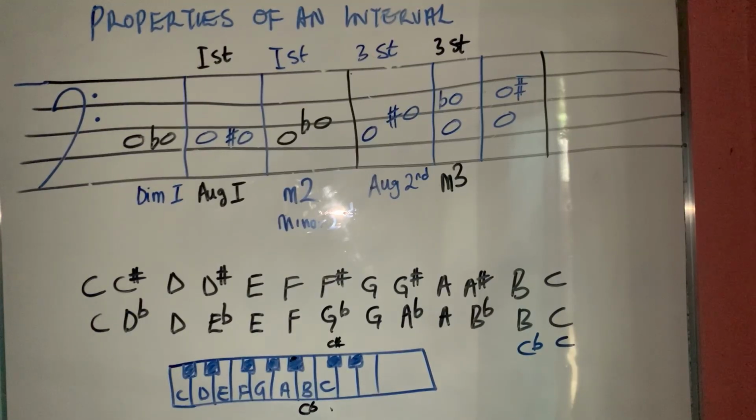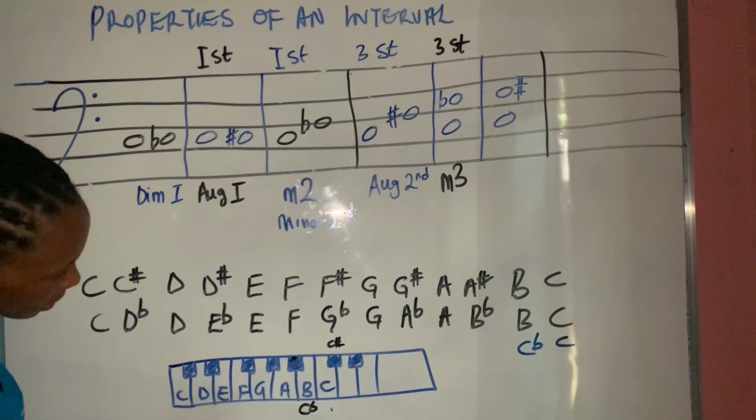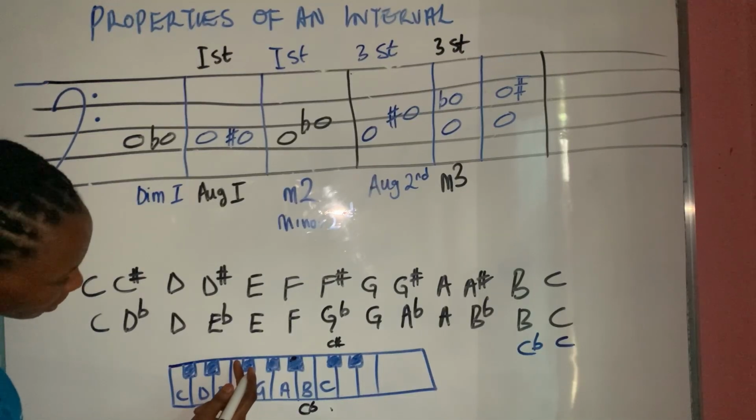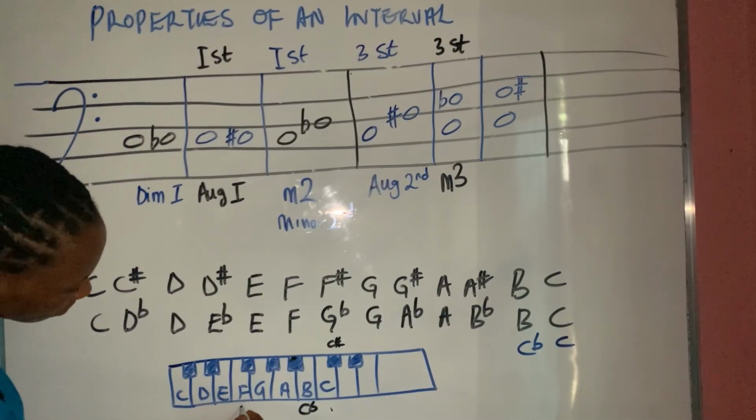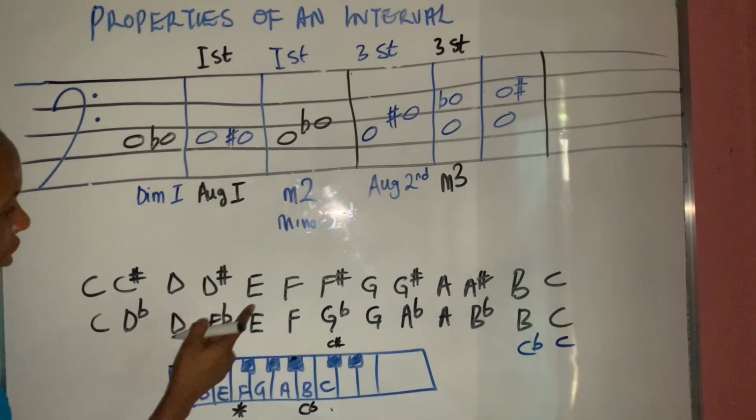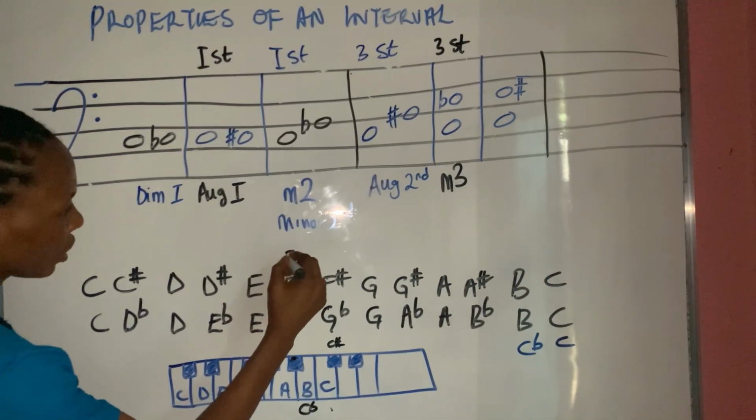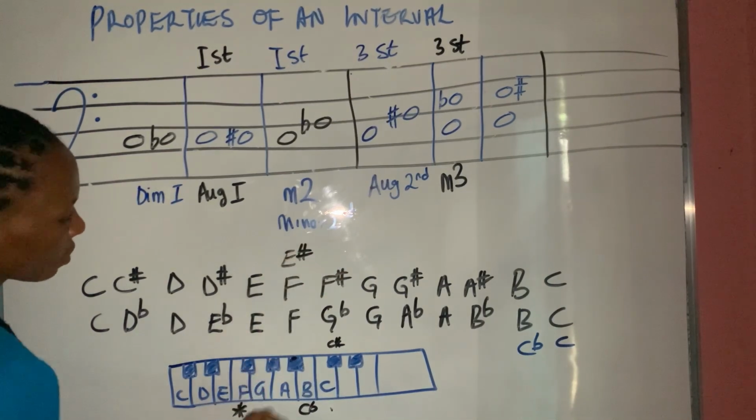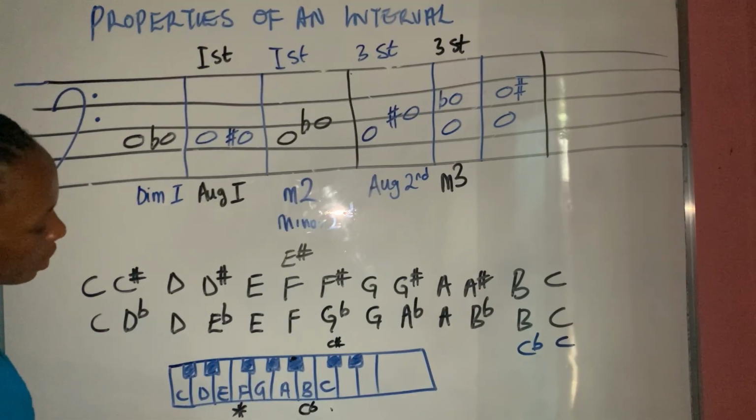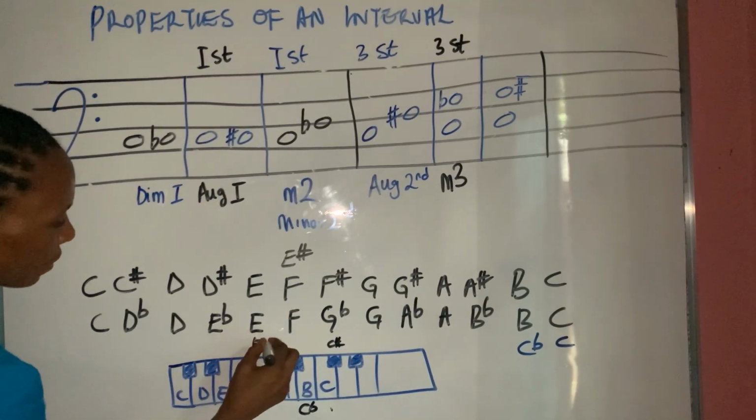Now, let's look at C to E sharp. Now, where is E sharp on the keyboard? Let's see. This is E, right? So which note now calls an E sharp? Because there's no black notes here. So that means E sharp is this. So in other words, this note can be called E sharp. Okay. And this note can be called F flat.